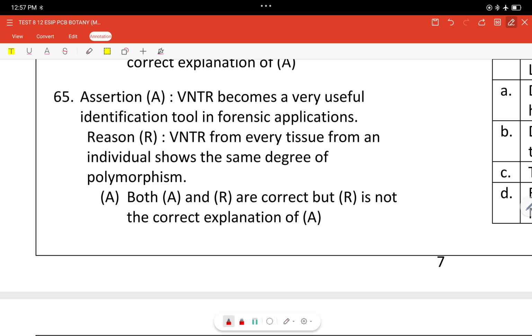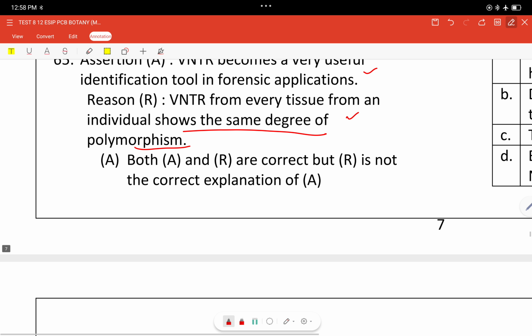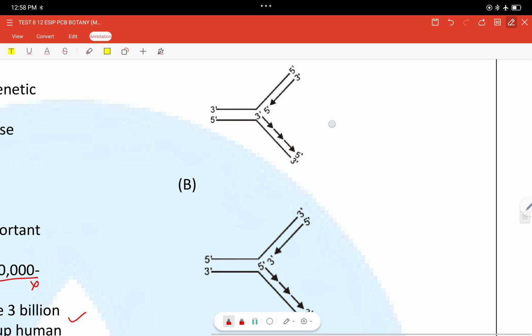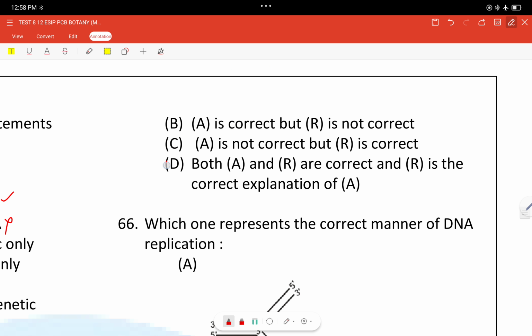VNTR becomes a very useful identification tool in forensic applications, that is correct. And the reason for this is that VNTR from every tissue of an individual shows the same degree of polymorphism, whether we take the sample from blood, saliva, hair, any sample we take, it shows the same degree of polymorphism. That is why it is an important tool for forensic applications. So the answer is D. It is the correct explanation.